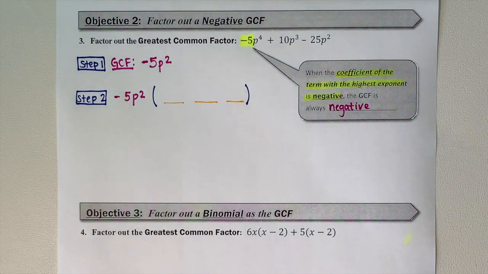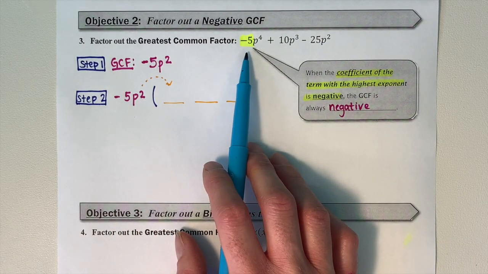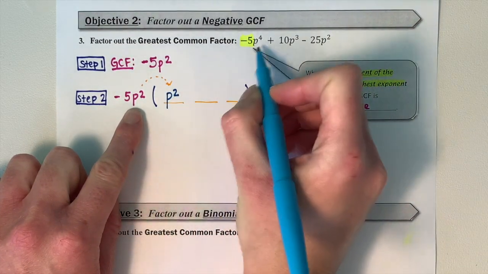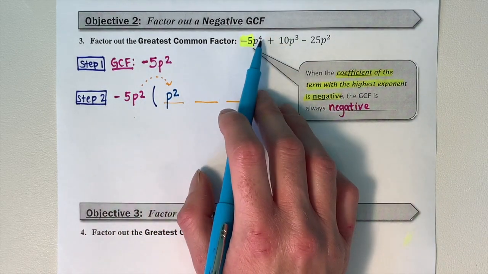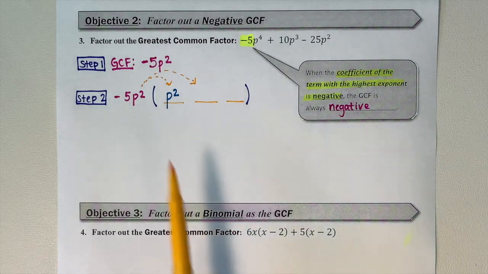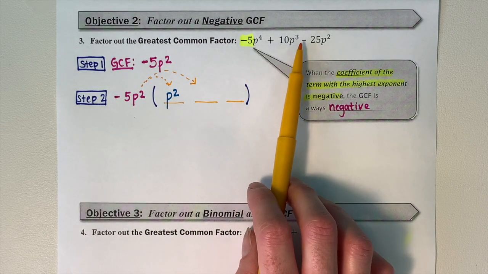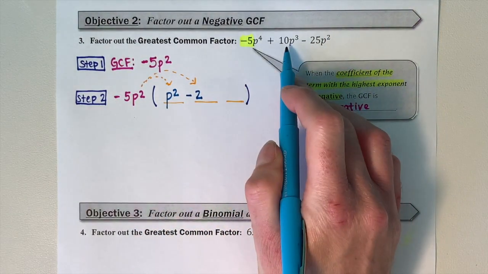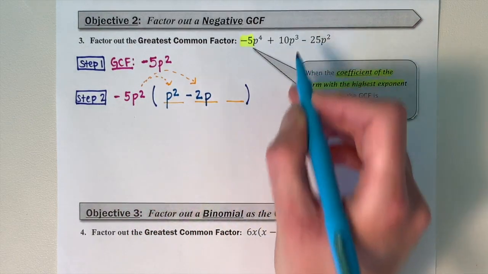Now we want to ask ourselves, if we were to distribute, what do we have to multiply negative 5p squared by to get negative 5p to the 4th? We'd need to multiply p squared by p squared in order to get p to the 4th, because when you add these exponents, 2 plus 2, you get 4. Next, what do we need to multiply negative 5p squared by to get 10p cubed? Let's see, negative 5 times a negative 2 would give us our positive 10, and p squared times p would give us our p cubed.